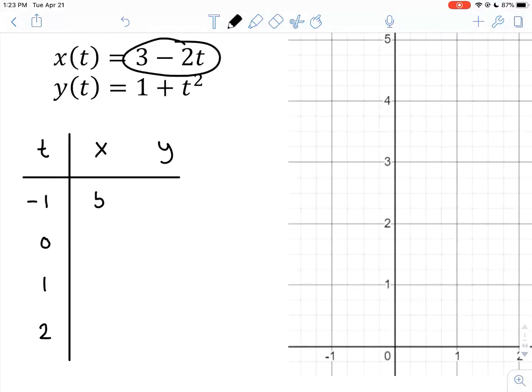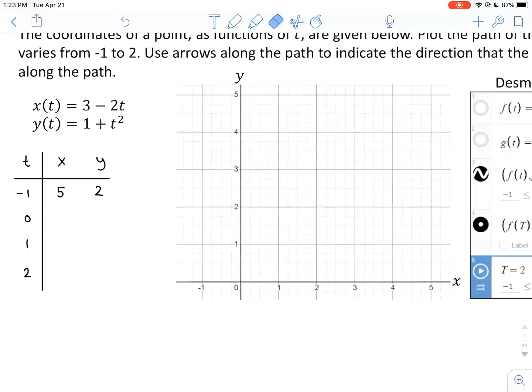We get 5 as the x coordinate when time is -1, and now let's plug in that same time into the second function. We get 2. So we can already start making a graph here. At time -1, this graph starts at the point 5, 2. Times 0, plug in 0 for the t's, we get 3 for x, 1 for y. So we wind up at this point at time 0. Then at time 1, we get 1 for x and 2 for y. Plug in 2, and we get -1 for x, 5 for y.